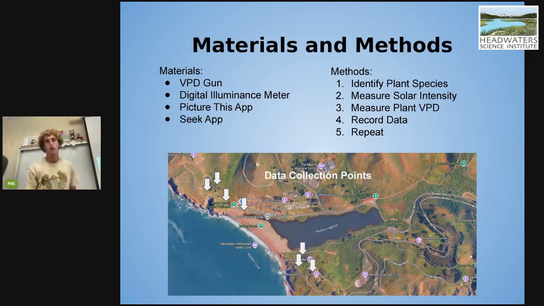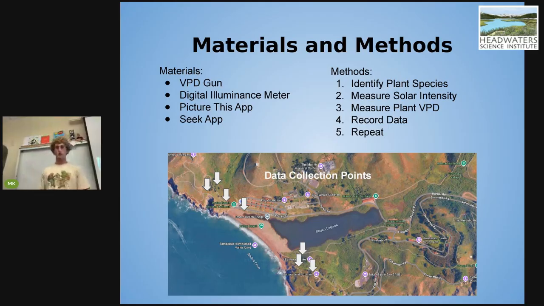So for our materials and methods, as I went over, we use the VPD gun and the digital illuminance meter to measure our dependent and independent variables. And then we also use the Picture This and Seek apps to identify our plant species.